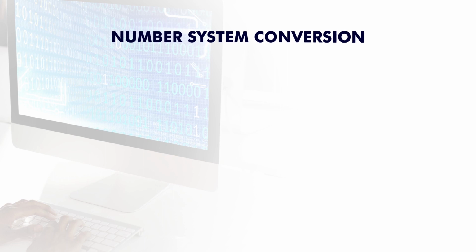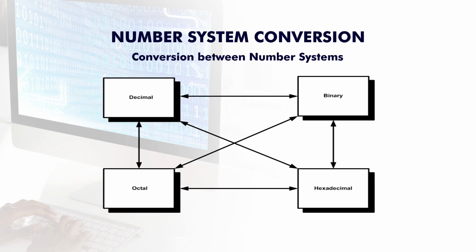So now we come to the number system conversion. From the figure we can say that the decimal number system can be converted directly to binary, it can be converted directly to octal, it can be converted directly to hexadecimal, or from hexadecimal back to decimal, from binary back to decimal. So that means all the conversions can take place in both ways.